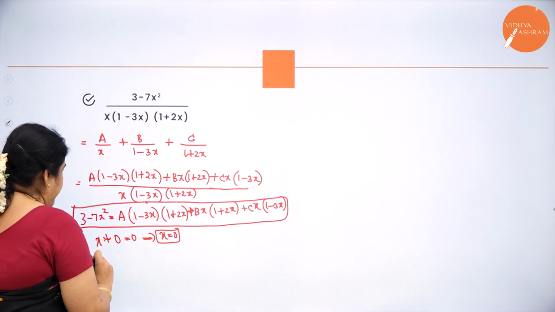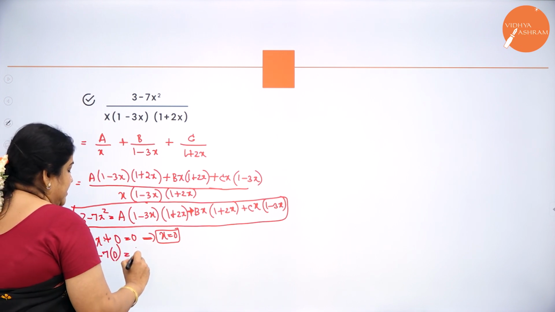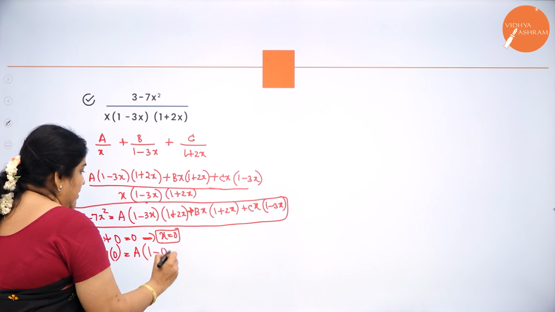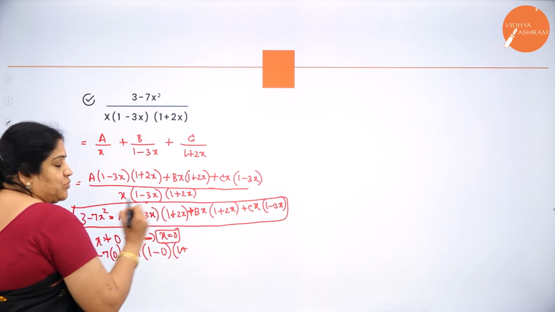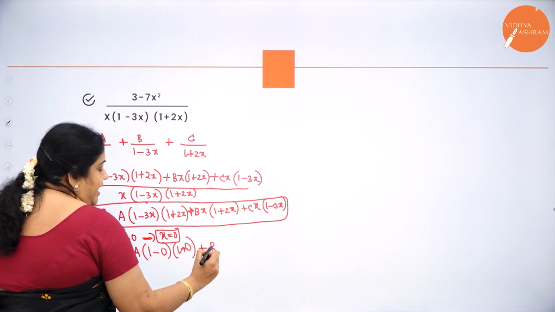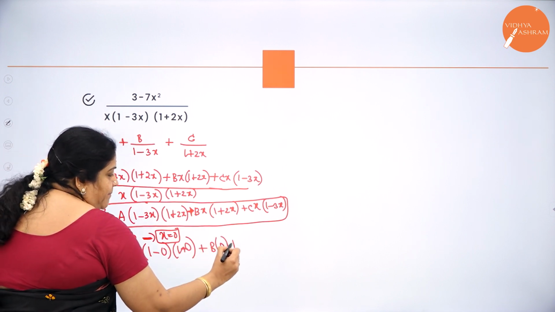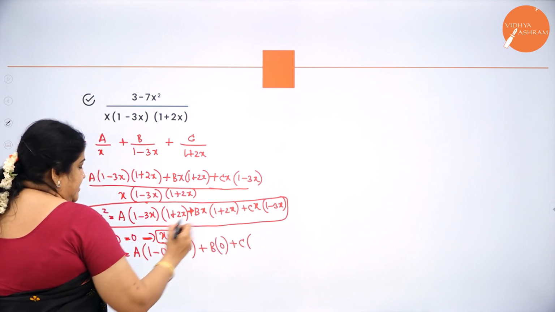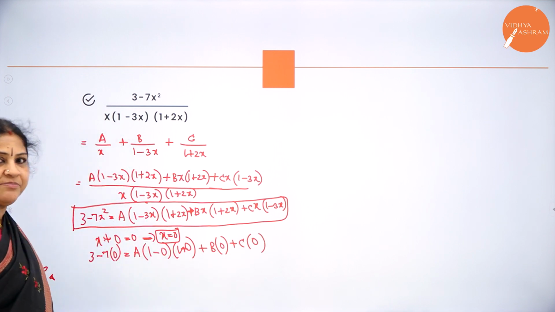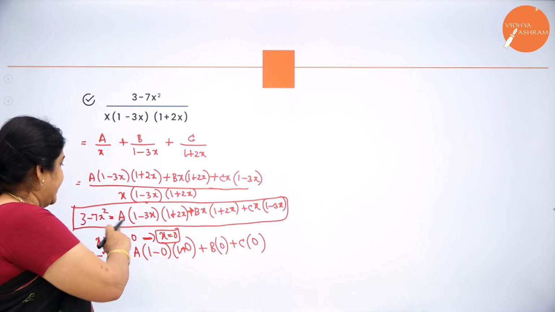So if I substitute, this will become 3 minus 7 into 0 equals A into 1 minus, what is 3 into 0? 0, into 1 plus, what is 2 into 0? 0, plus. Now what will this be? B into x is 0. 0 into anything is going to be 0, plus C into, again x is substituted as 0. So 0 into anything is again 0. I hope this step is clear. So what we have done is we have substituted the value of x as 0 in this expression.